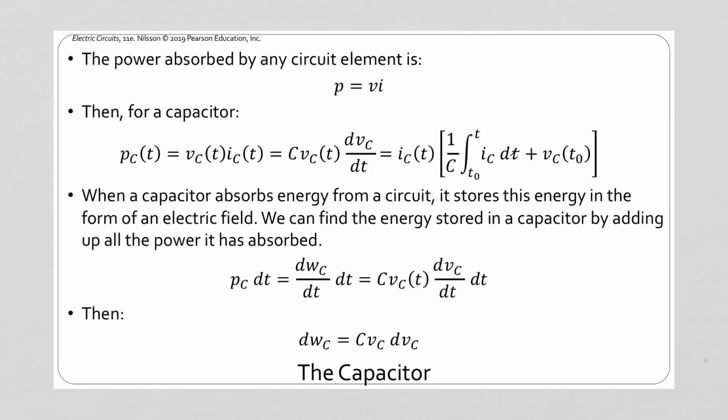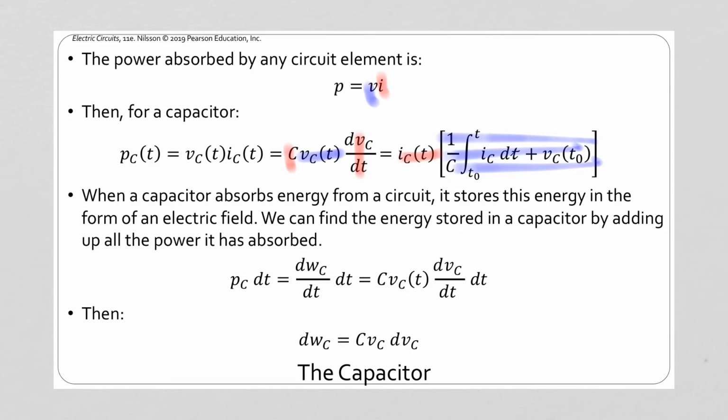The power absorbed by any element is the voltage times the current. For a capacitor, the power absorbed by a capacitor is the capacitor voltage times the capacitor current. We can express this as a voltage times a current, or we can express it as a current times a voltage, depending on what information we know and what we're trying to find.